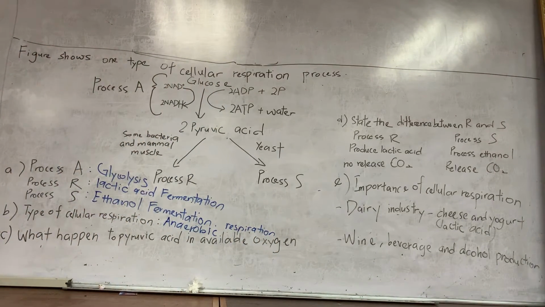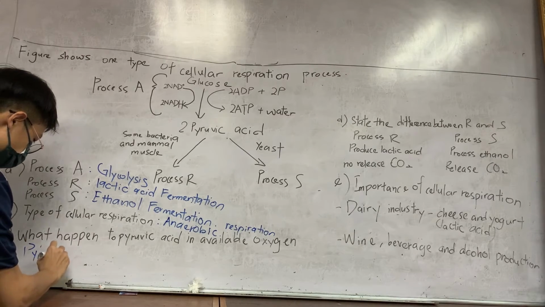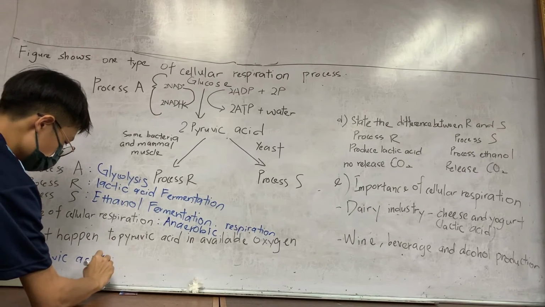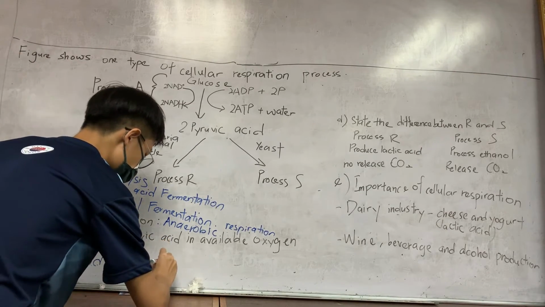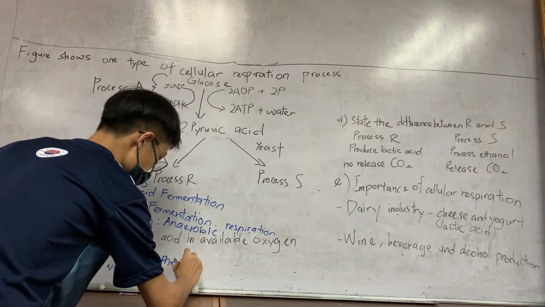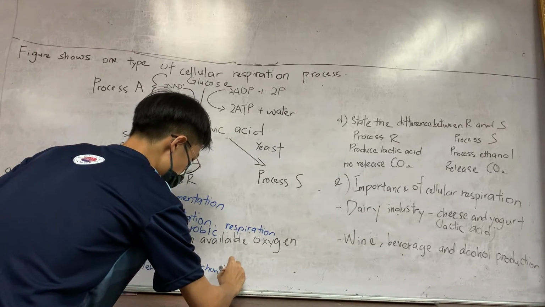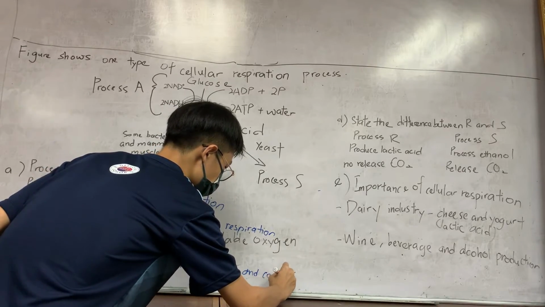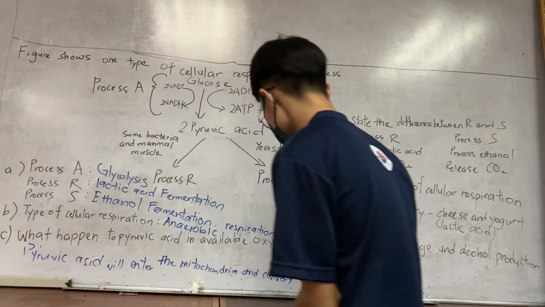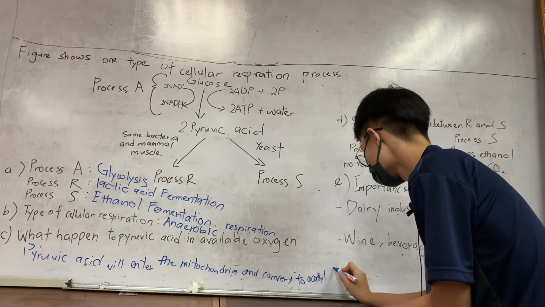Question C is, what happens to the pyruvic acid when oxygen is available? The pyruvic acid will enter the mitochondrion and convert to acetyl-CoA.